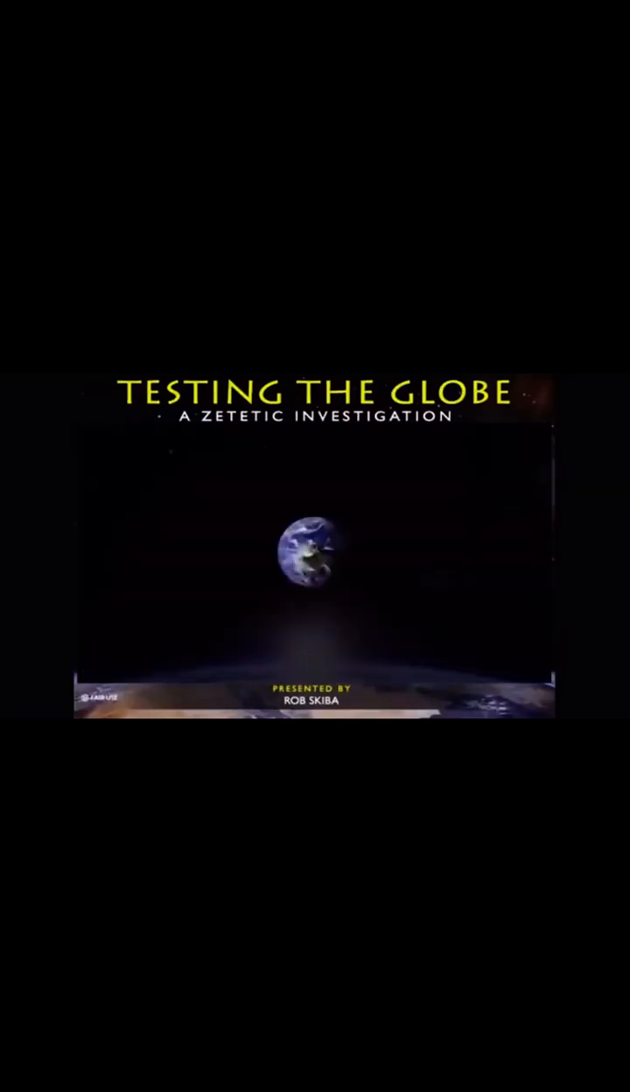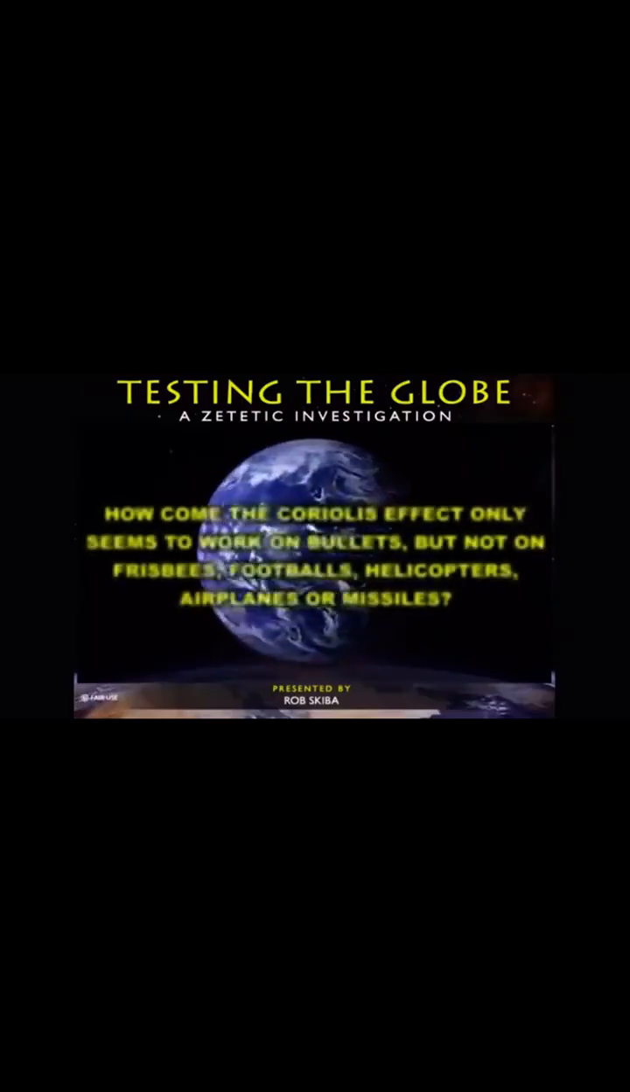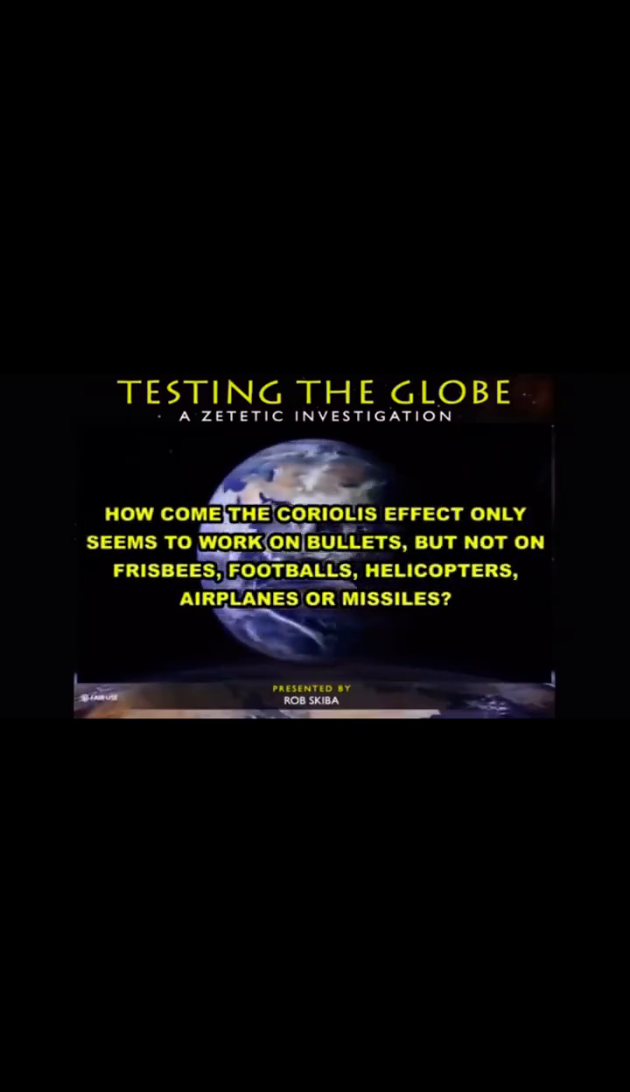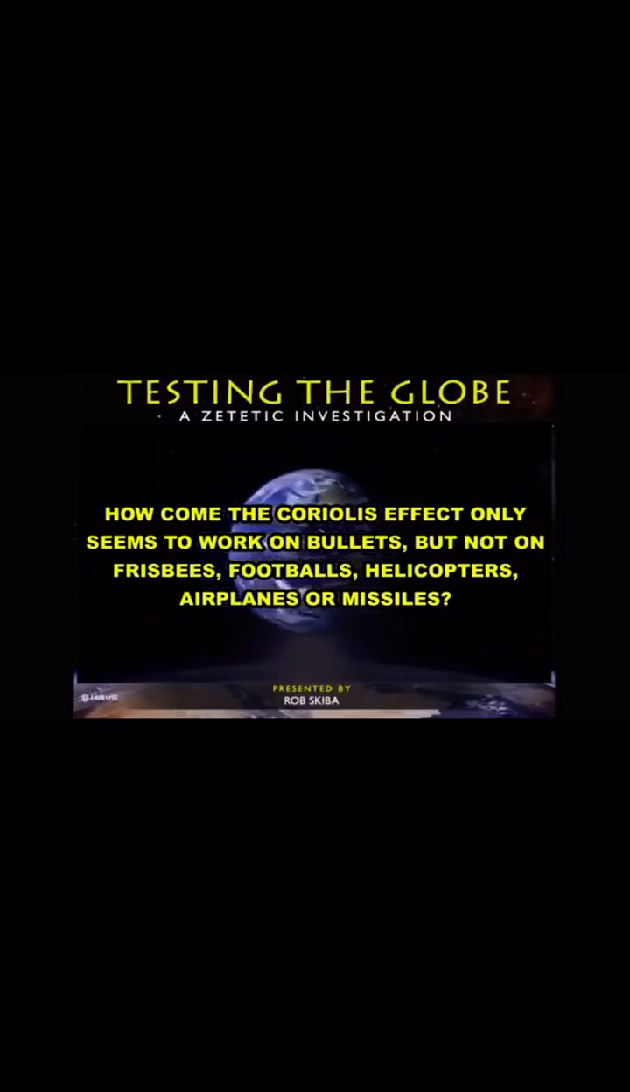If the Earth is rotating so fast that a long-range shooter has to compensate so his bullet lands on target, without missing it because it rolled away from him, then airplane and helicopter pilots or frisbee and football throwers should have some major problems, because that stuff's going a lot slower than a bullet.